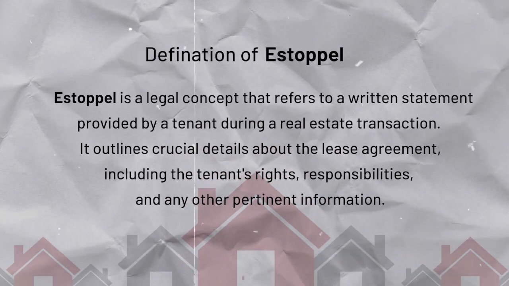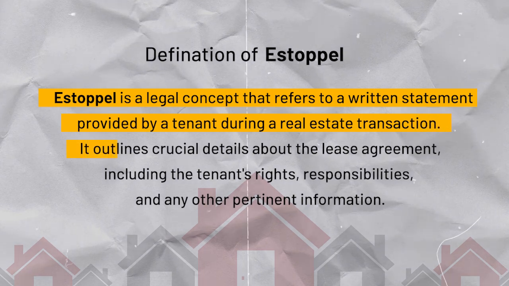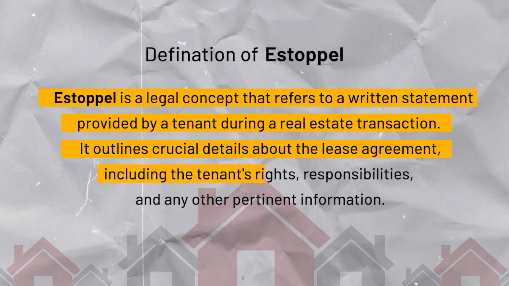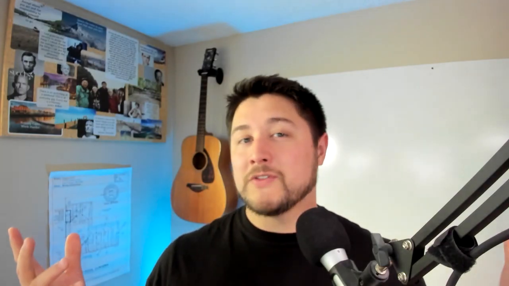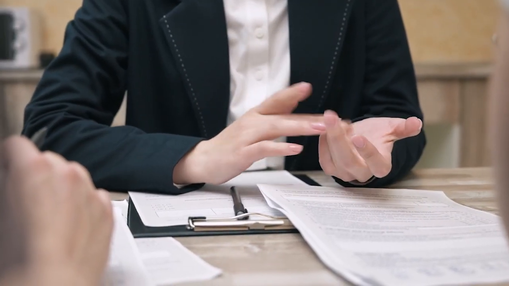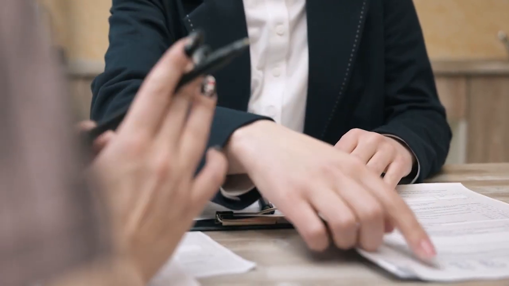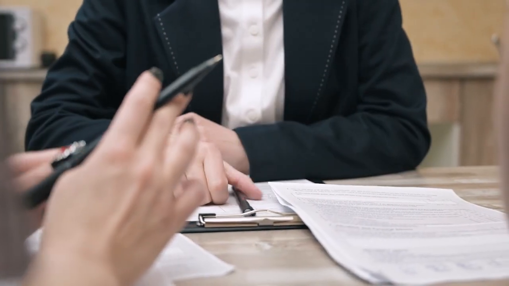The definition of an estoppel is a legal concept that refers to a written statement provided by a tenant during a real estate transaction. It outlines crucial details about the lease agreement, including the tenant's rights, responsibilities, and any other pertinent information. Now, estoppels are not required. They are a voluntary thing that a tenant can fill out, and during the transaction, you can't, as a buyer, force the tenant to fill all this out.